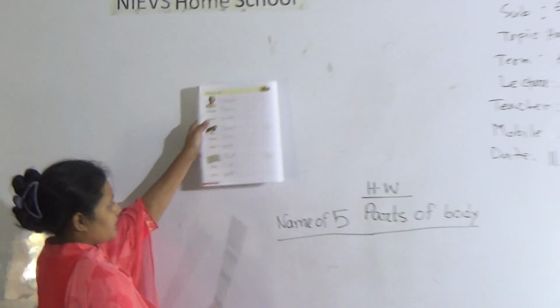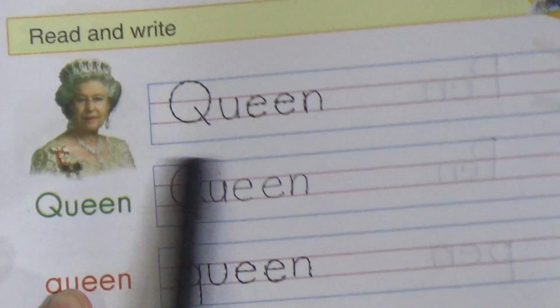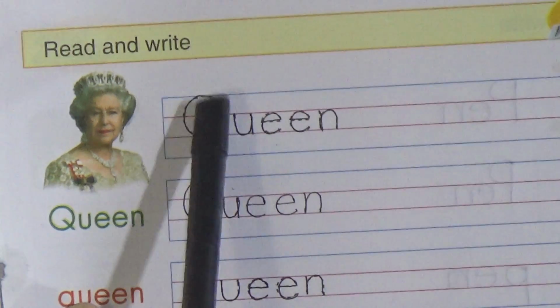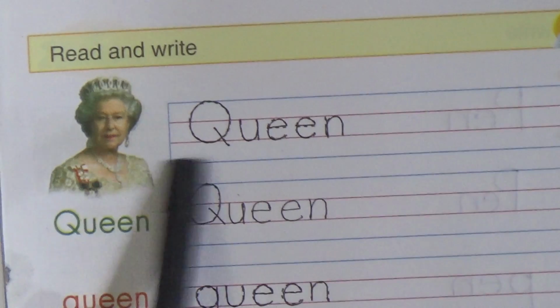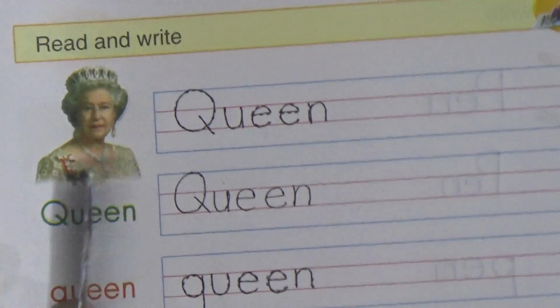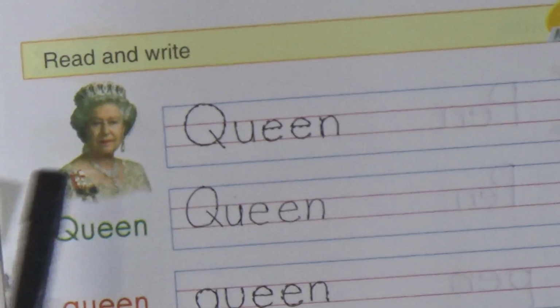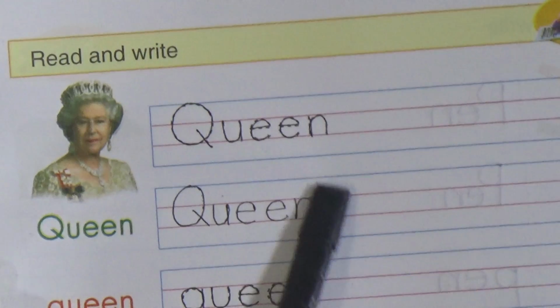Look at the book. This is your handwriting book and this is page number 24. This is for Q. Just look at some words with Q given here. The first one was given for you with dots, and you just have to fill up the dots. This is the picture of a queen. Q-U-E-E-N, queen.